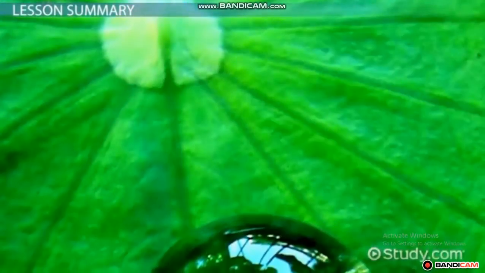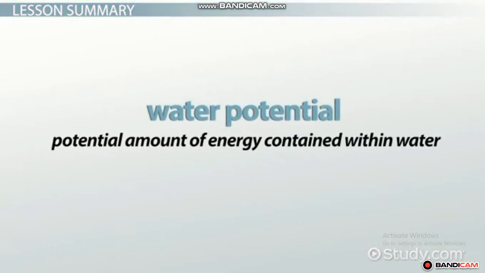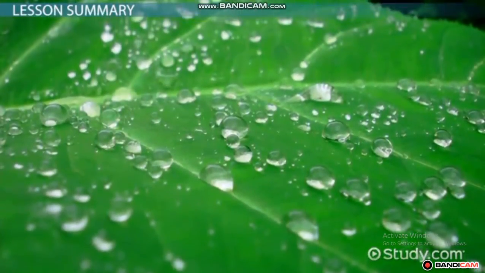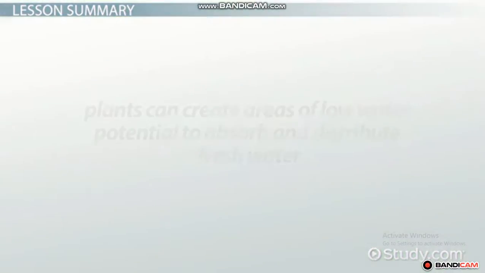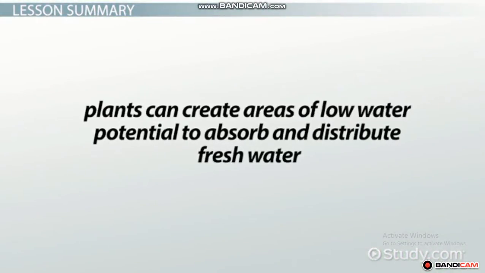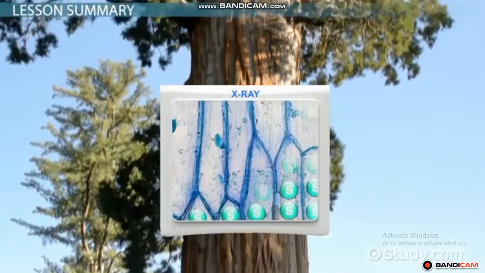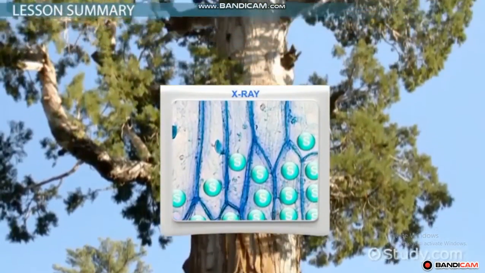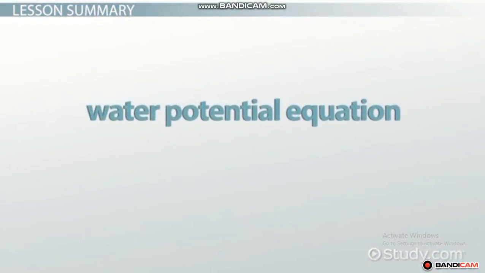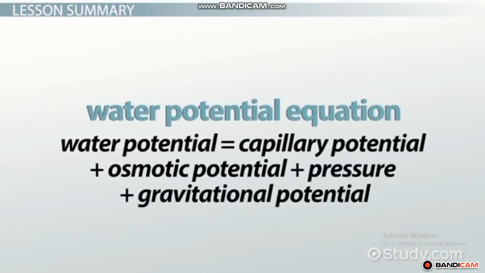Plants are masters at using the natural properties of water. One place we see this is with water potential, the potential amount of energy contained within water. Since water always moves along a gradient from high potential to low potential, plants can create areas of low water potential to absorb and distribute fresh water. We can calculate the total water potential in a system with the water potential equation, which is water potential equals capillary potential plus osmotic potential plus pressure plus gravitational potential.